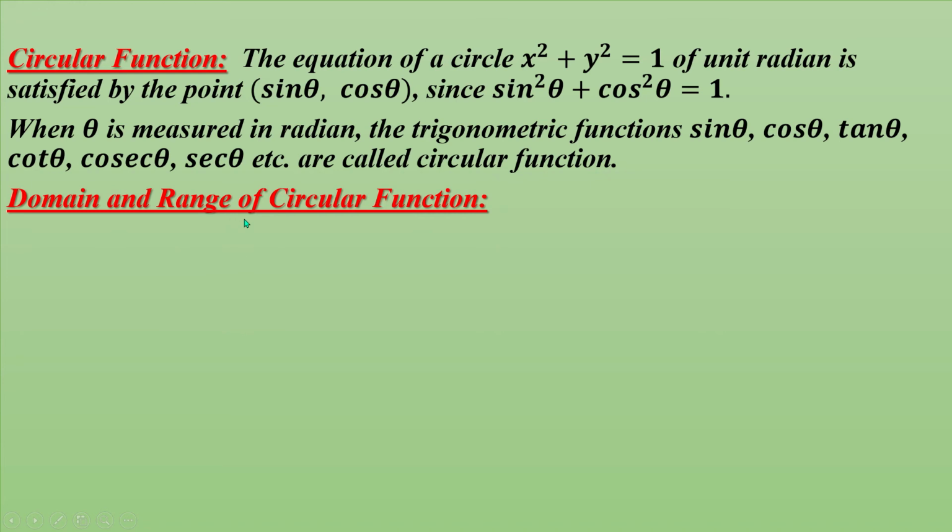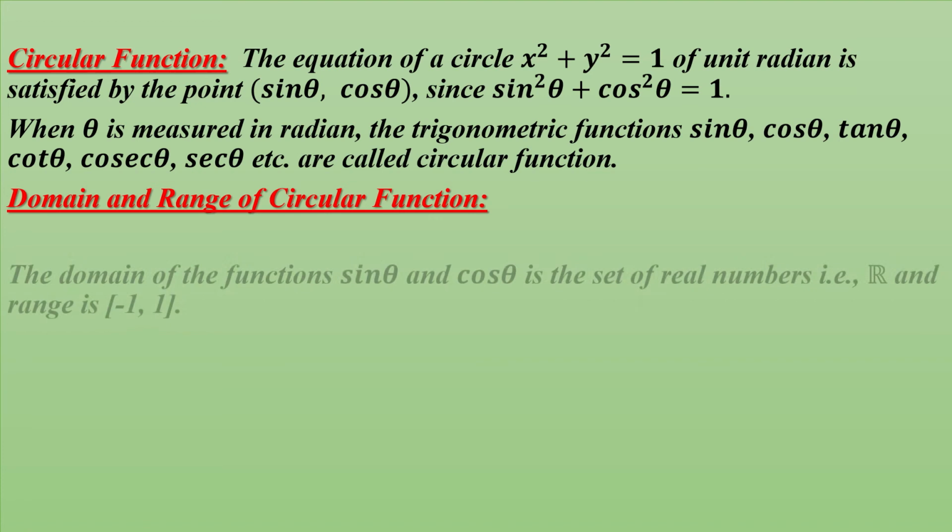Now, domain and range of a circular function. At first we have to know what is domain and what is range. Domain means the values that can be put or used in a given function. This is a domain. And range will be the output of this function. That means after putting the domain we will get the range, the output of this function. This is a range. Okay.